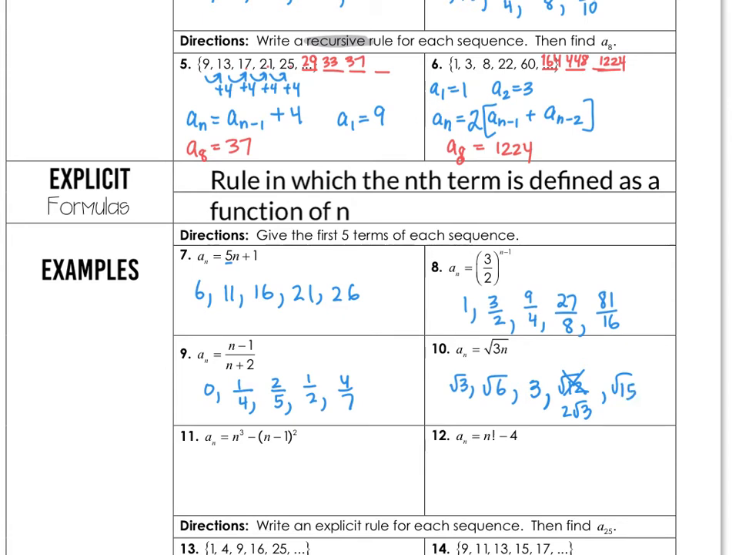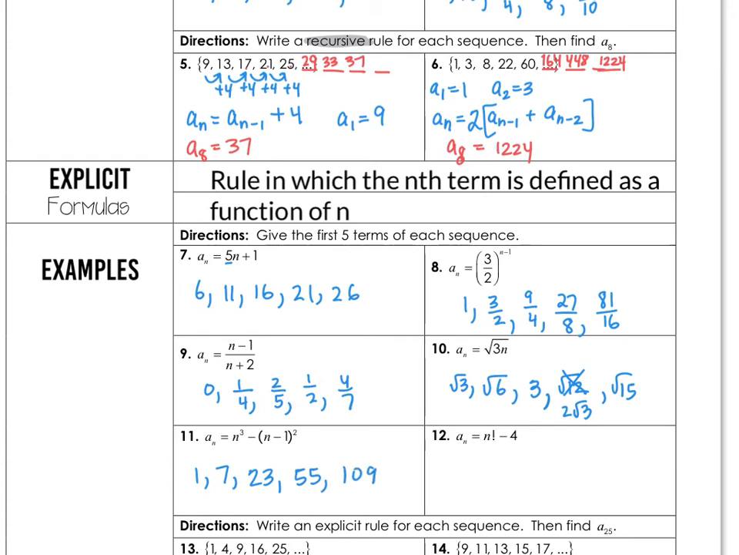All right, number 11 looks challenging. N cubed minus n minus 1 squared. So you may have to go off to the side, where you've got room to work, or you can choose your calculator if you like and plug it in. N of 1, this would be 1 minus 0, so that's just 1. Then we plug in 2, you get 7. You plug in 3, you get 23. Plug in 4, you get 55, and 5, you get 109. And you can check that with a calculator if you like.